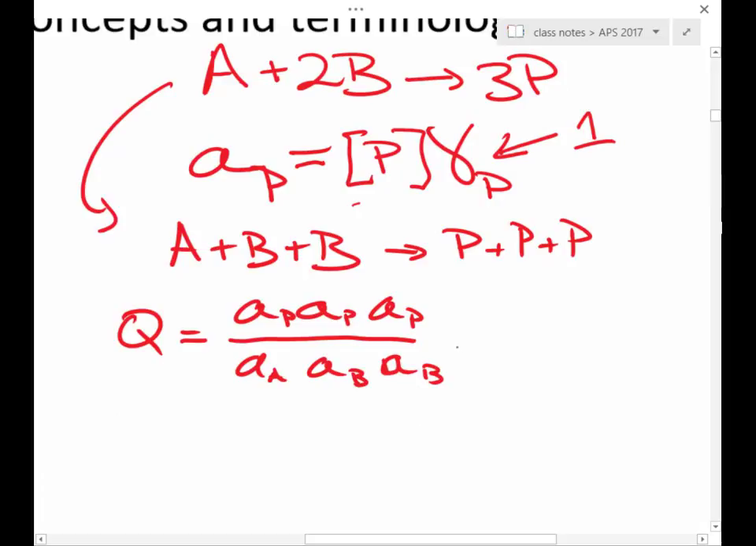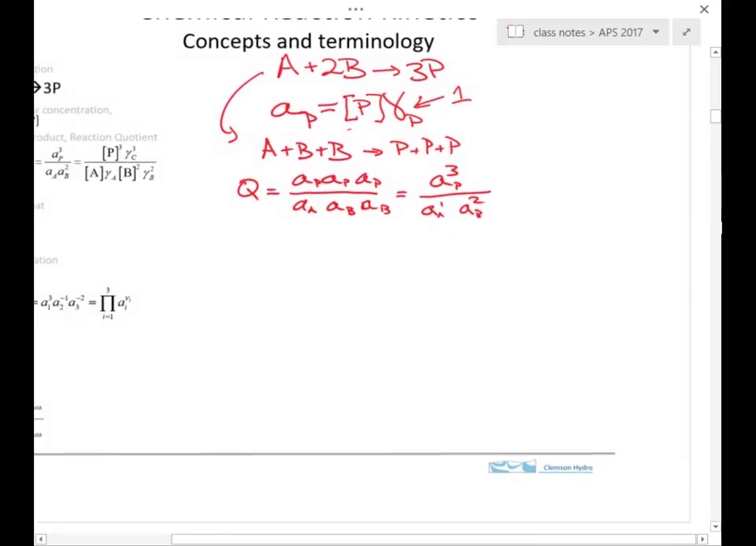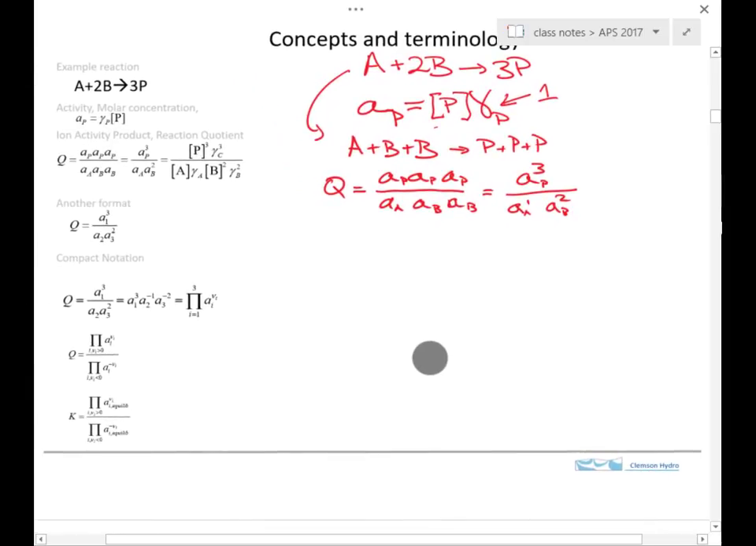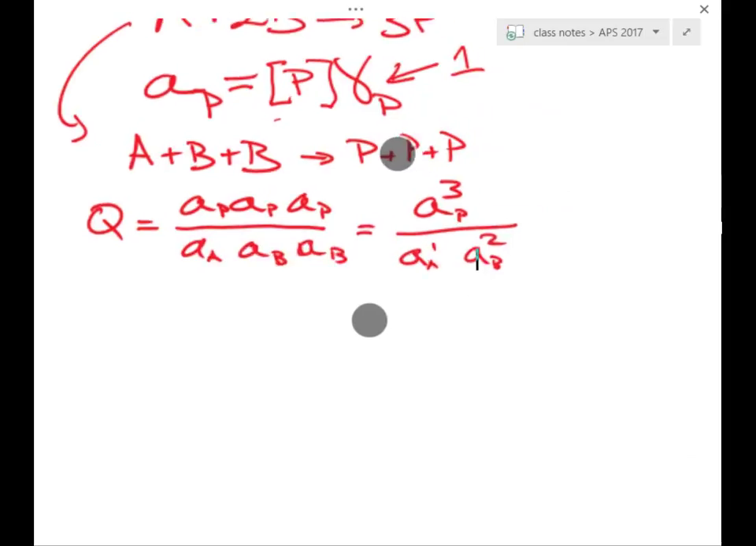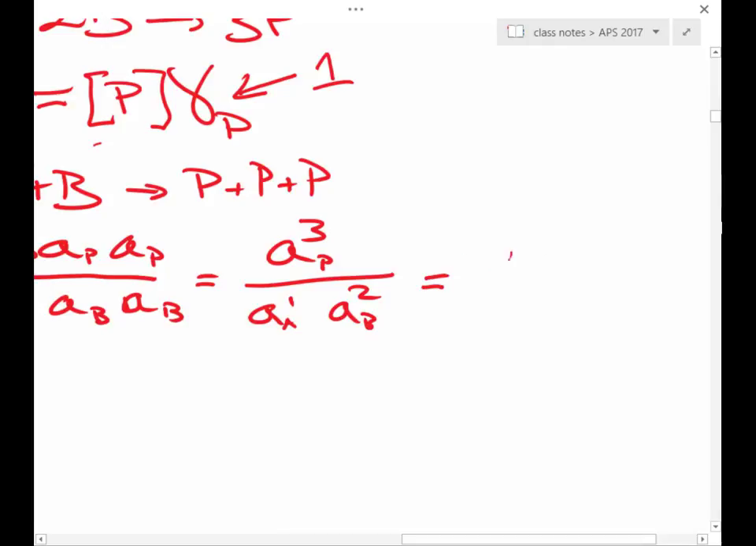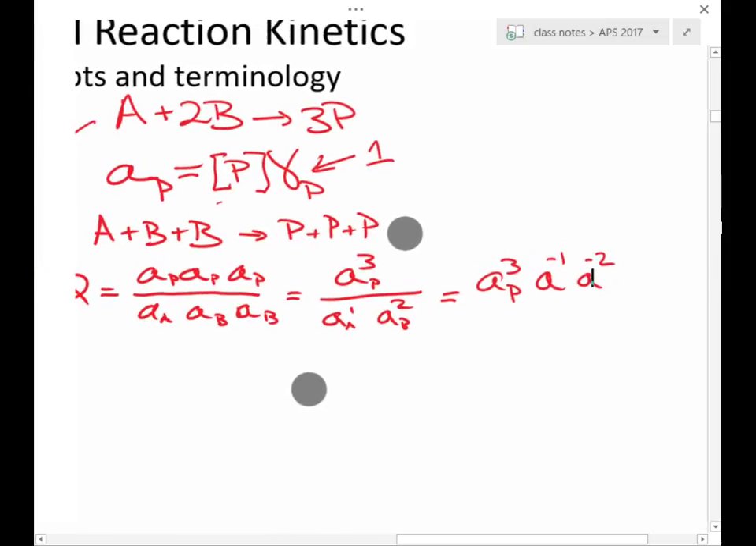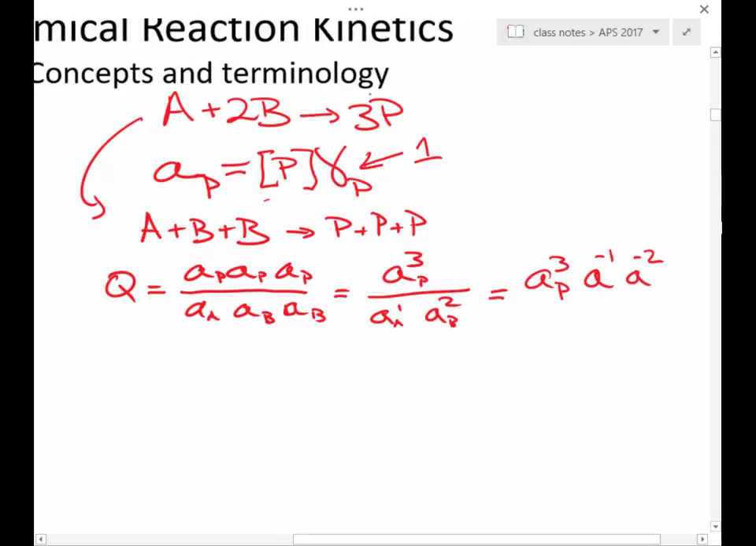Okay, so I think you can see this is just cubed, and this is A to the first power, and that's A squared. So that's another way to write this. And we could also write it like this. We can think of this as a formula, and we just write the reactants with negative exponents. So the ion activity product we could also write like that. And what we see here is that this exponent is just the stoichiometric coefficient in the chemical reaction.